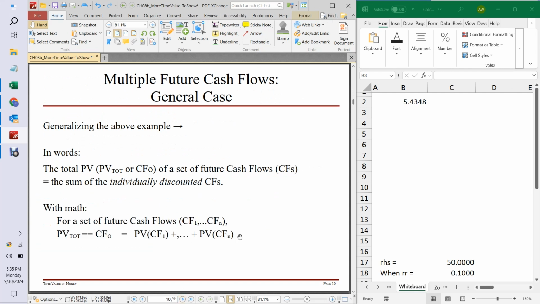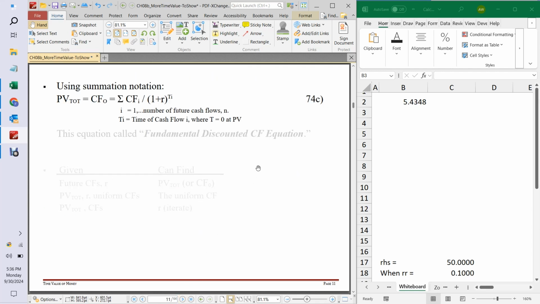And now, if we want to throw some math into it, we could say for a set of future cash flows, CF1 through CFN, the total present value of all those cash flows, or the CF0 of all those cash flows, is just the present value of the first one plus the present value of the second one, plus et cetera, et cetera, of the present value of the nth or last one. So now we can put that mathy notation into summation notation, which just makes our life a little simpler and makes it easy to represent all kinds of problems.